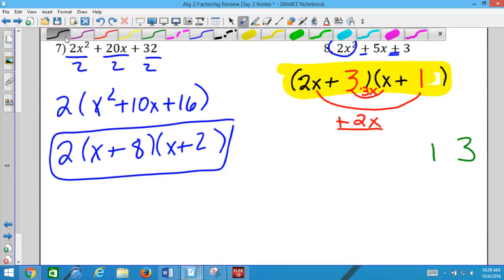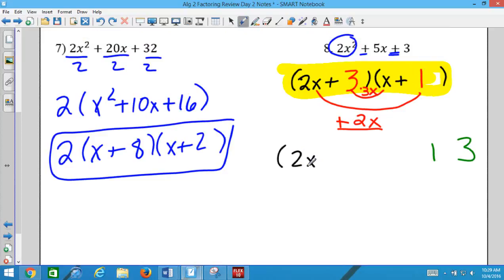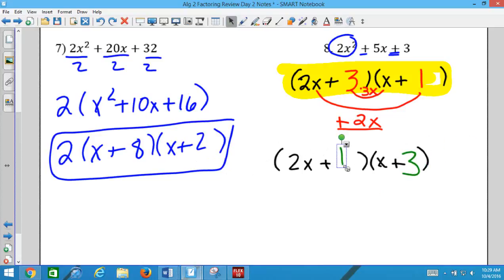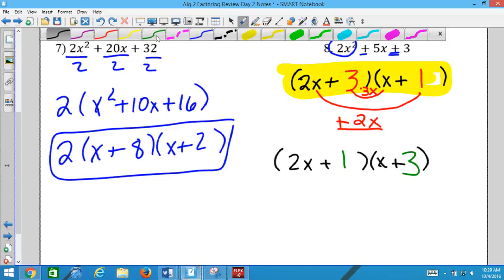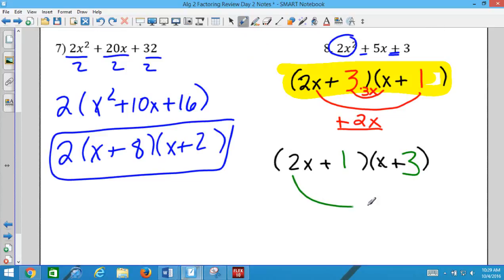If I had picked the other way, if I had done 2x plus 1 and x plus 3, I'll show you why it doesn't work. If I had put it in the other order, 5 and 6x, and then I multiplied it out, I would get 6x plus 1x, and that would be 7x, and that's not the original question. So it is important that you check them because you have to know what order to put the numbers. They just get more challenging, that's it.